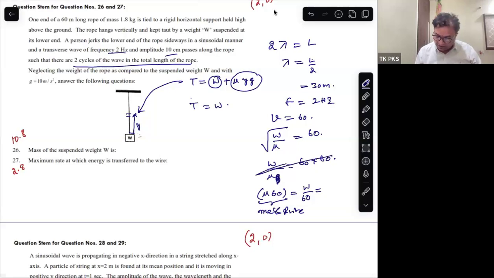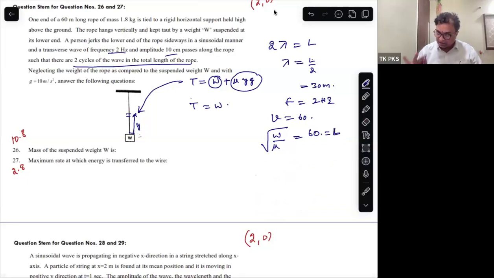Weight W. I'm not confusing you, I'm just giving an idea. Please follow. This is length L, numerically equal to L. Now you square on both sides. W by mu is L square. So mass of the suspended wire W is mu L square. They're asking W, in fact. Hold on. W is equal to mu L square.